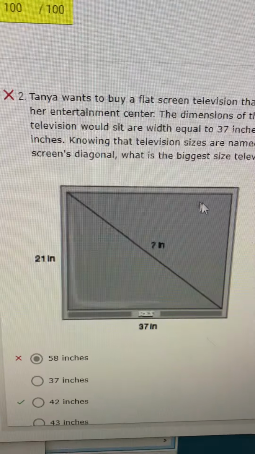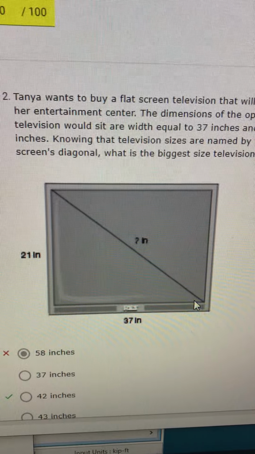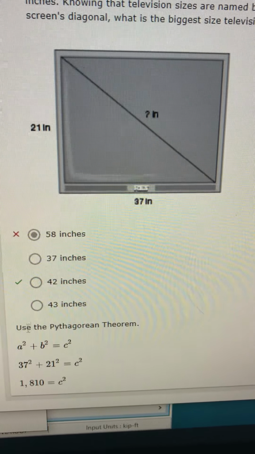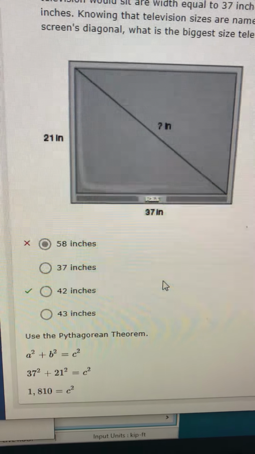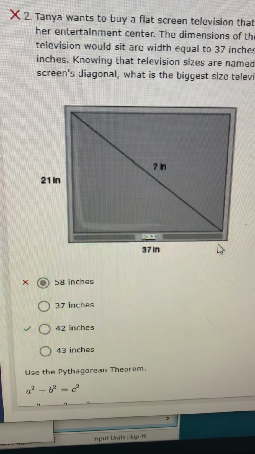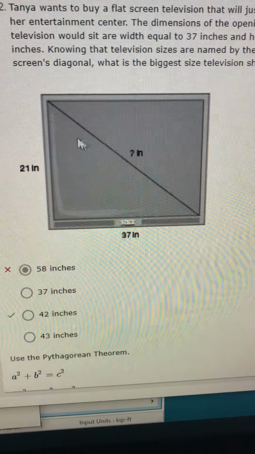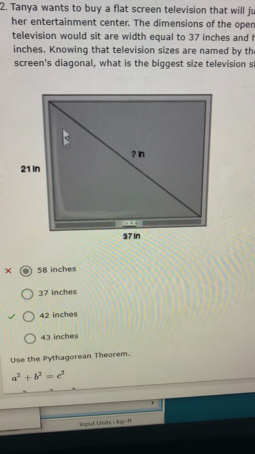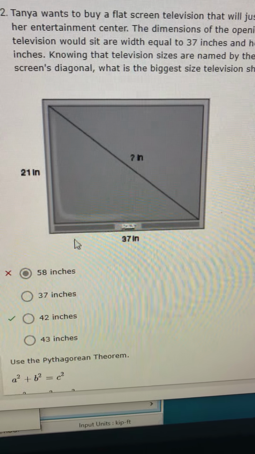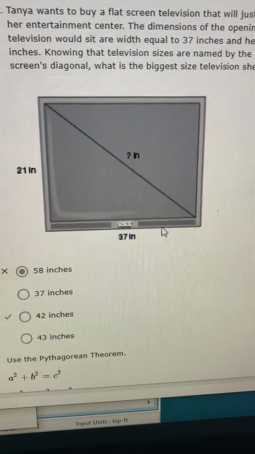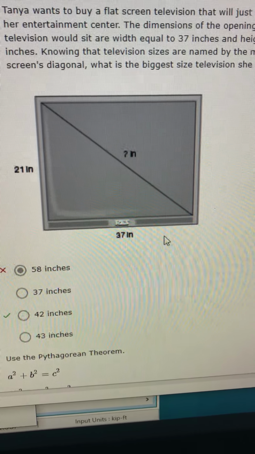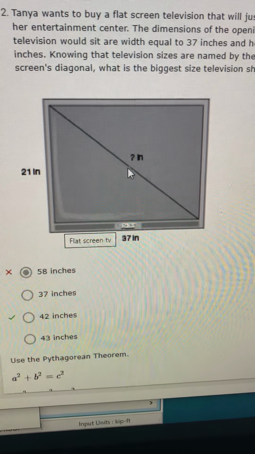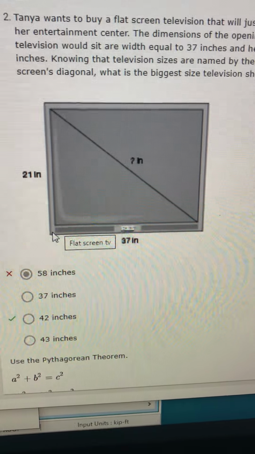So the first one you got wrong is this one, where it's talking about the diagonal of the screen. You'll have to tell me if they show you how to get the right answer or not. But anytime you have a right triangle, the legs make the right angle. So the legs that come together right here are called the legs, and the hypotenuse is always the slant, opposite of the right angle.